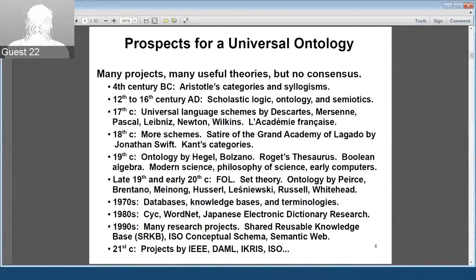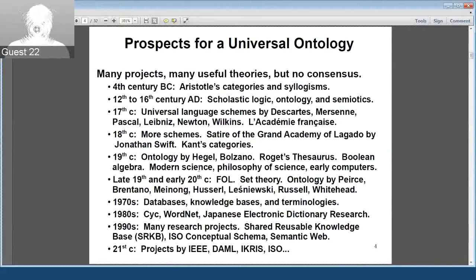Now, my feeling about all these prospects is I do not have a huge degree of faith that any of them will really become universal anytime soon. On the other hand, I believe that the attempt is interesting and worth pursuing.